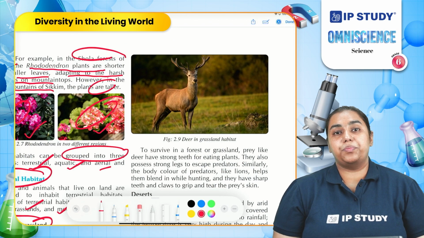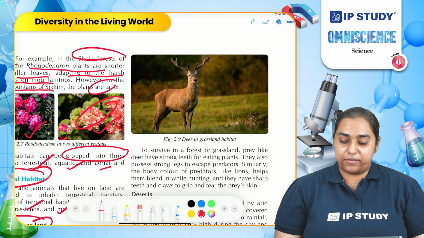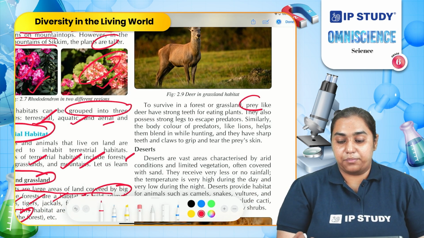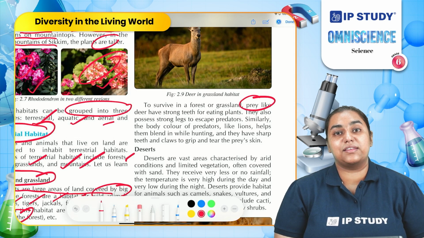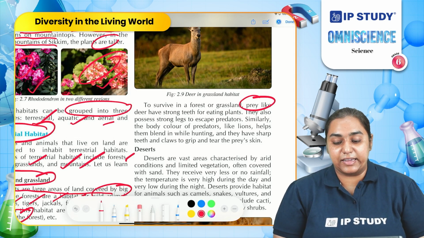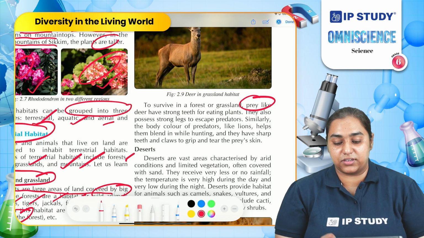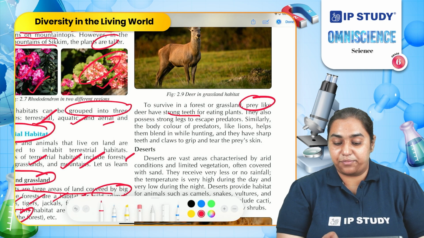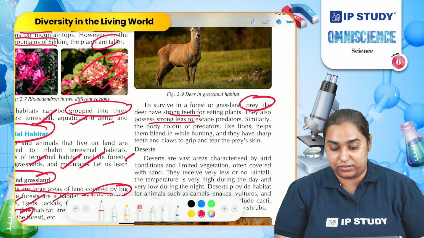So, how do animals survive in the forest? Well, to survive in the forest or grassland, prey are the animals which are hunted by larger animals. These larger animals are known as predators. So, prey like deer, to survive in the grassland or forest habitat, have features such as strong teeth to cut down the plants. They possess strong legs so that they can run away from their predators.